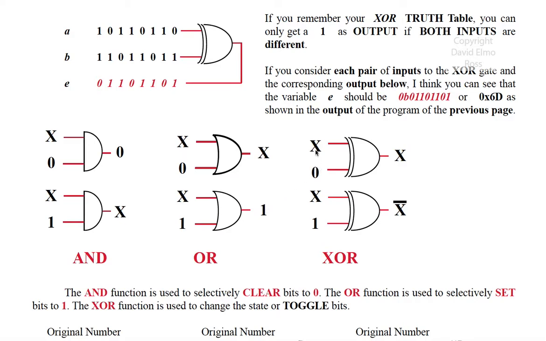For exclusive OR, as we said, it has to be different. So if this is a 0, that's going to be a 0. If this is a 1, that's going to be a 1. So no change if you exclusive OR with a 0. However, if you exclusive OR with a 1, a 0 exclusive OR with a 1 is a 1, a 1 exclusive OR with a 1 is a 0, so it completely inverts the bit.